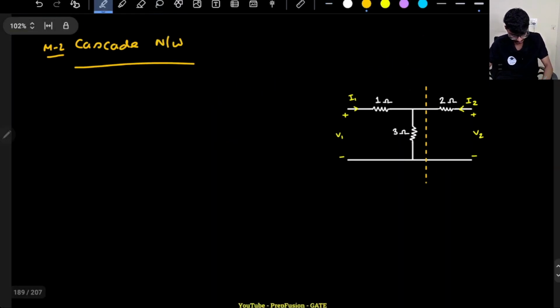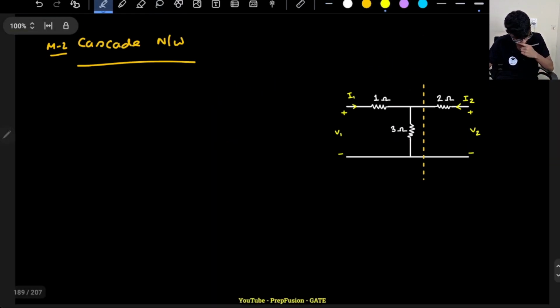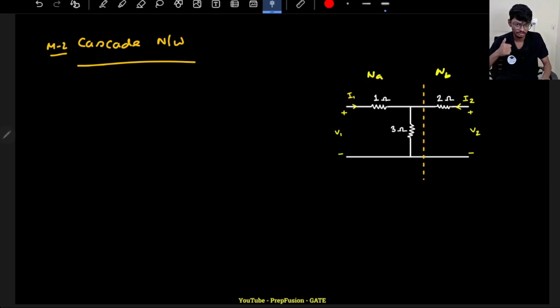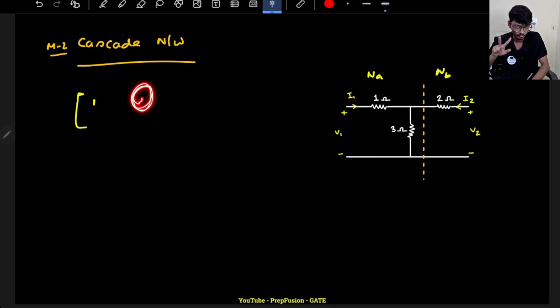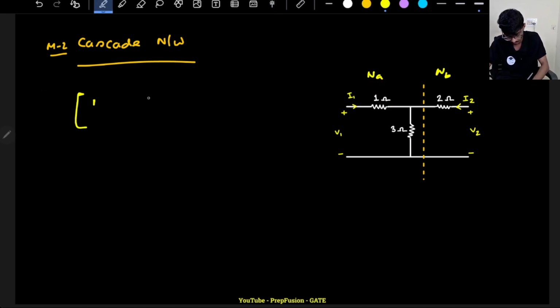so what I can tell you is that this is network A and this is network B. So we have already discussed in the previous lecture the ABCD parameters for network A. So if you remember, first I would have written here 1, and this was the unit of ohms, because here I had I2 and in here I had V1, right? So V1 by I2. So here I had the unit of ohms. Let's name this as Z1, let's name this as Z2.